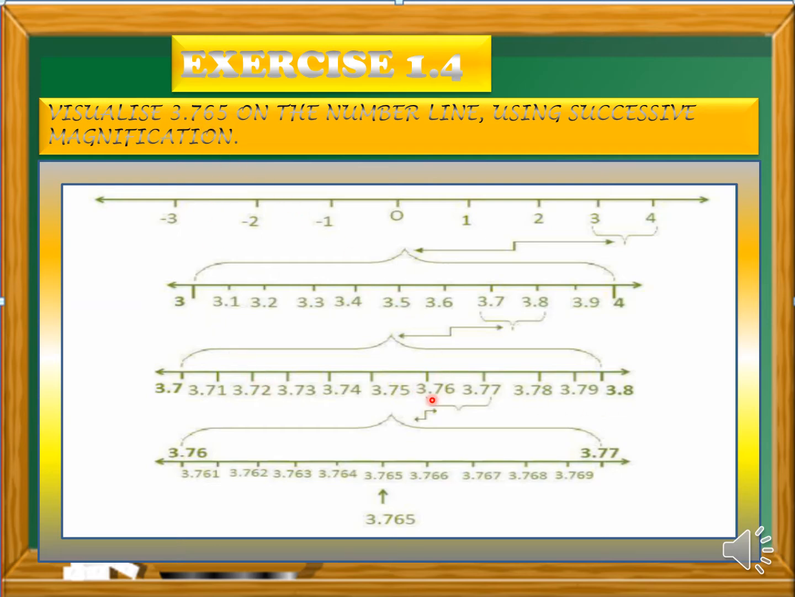Check for the number 3.76 on the number line and do plus 1, that is 3.77, and split further. So when you split further, we will get 9 subdivisions between them, and it is going to be 3.761, 3.762 and so on till 3.769. So they are said to represent 3.765 on the number line, and we are going to search for the 3.765 on the number line, and it is here. So thus we have represented 3.76 on the number line using successive magnification.